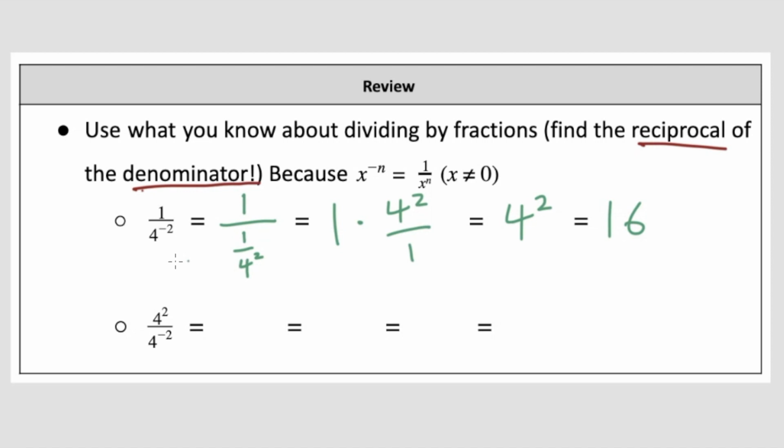When you have a base on the top and the bottom, and the base is the same, well, pretty simple. We can use the quotient rule here. So that's 4 to the power of 2 minus negative 2. And as long as you're familiar with the fact that a minus negative is a plus, this part's pretty simple. 4 to the power of 2 minus negative 2 is equal to 4 to the power of 2 plus 2. That's equal to 4 to the power of 4, and that's equal to 256.